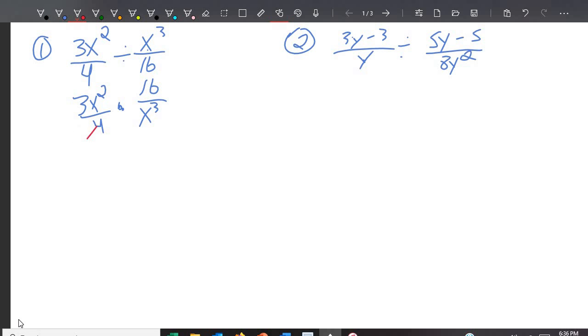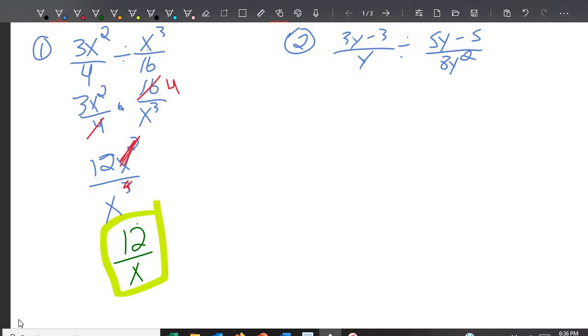So notice this 4 can divide into that 16 4 times. I'm left with 12x squared over x cubed. Now, since both the top and the bottom have x's in common, we can cross out 2 of the x's, and we're left with just a single x in the bottom. So we've got 12 over x as the final answer.